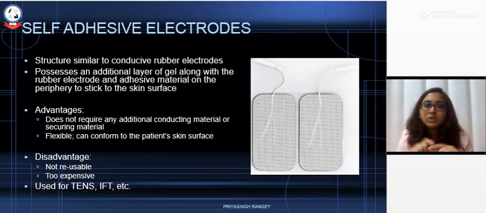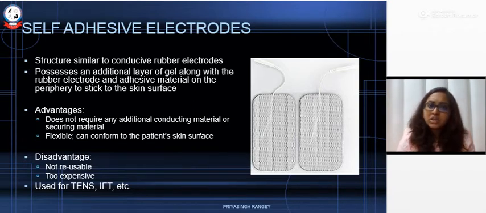You can use them only till that adhesive material is there on the electrode. Once that adhesive material wears off or the gel wears off, you need to throw it away. So they cannot be used for a long time, or they cannot be reused, and they are also really expensive. So you cannot use these kind of electrodes for everyone.